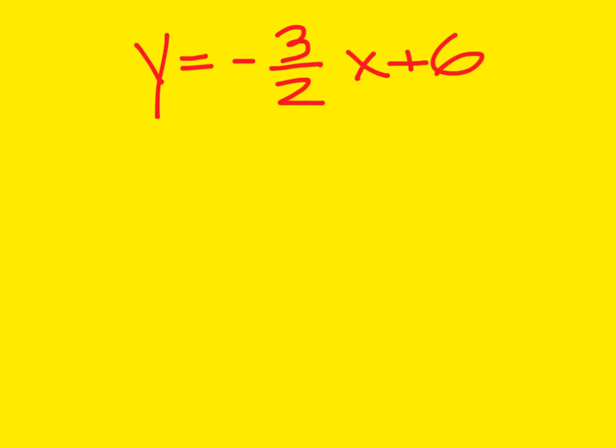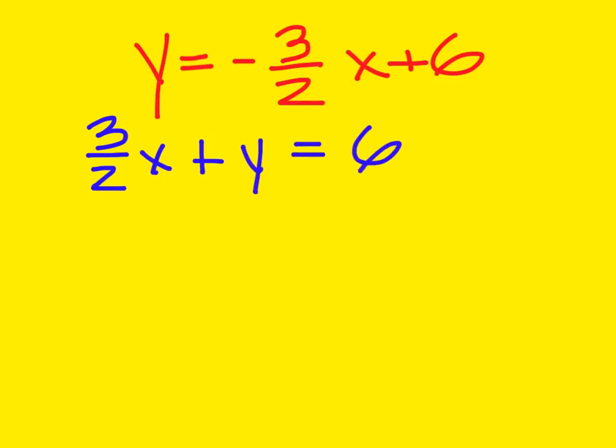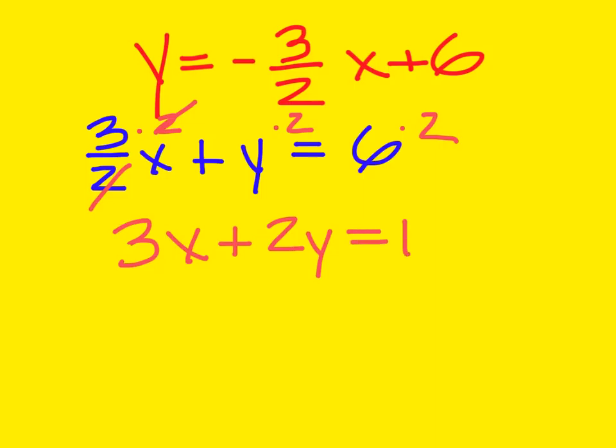Here it is. You should have 3/2 x plus y equals 6. No need to change the sign of everything, just multiply by 2 to get 3x plus 2y equals 12.